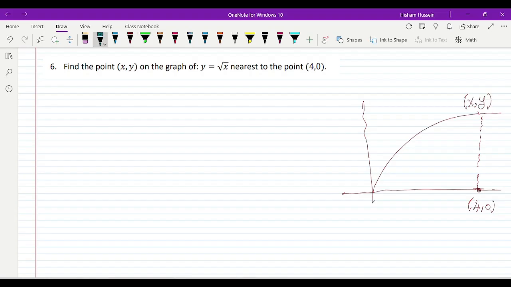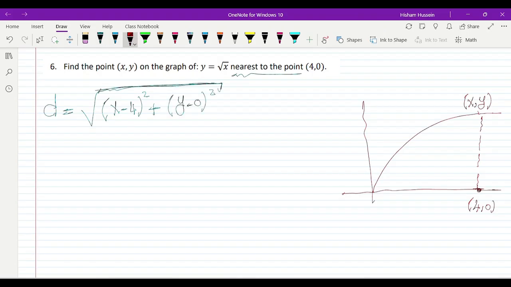As he is talking about the nearest point, he is talking about the minimum distance. Then it's clear in this case that the objective function is the distance function. So d equals the root of (x minus 4) squared plus (y minus 0) squared. We can consider the square of this distance function as the objective function, because the distance function is increasing. Then f of x, y equals (x minus 4) squared plus y squared.